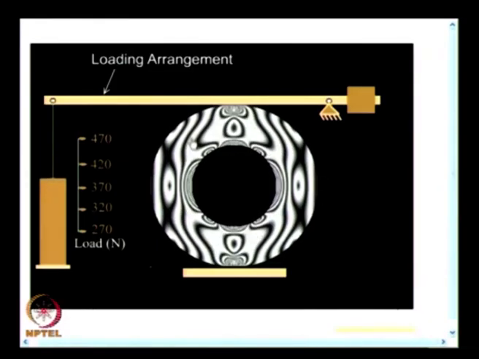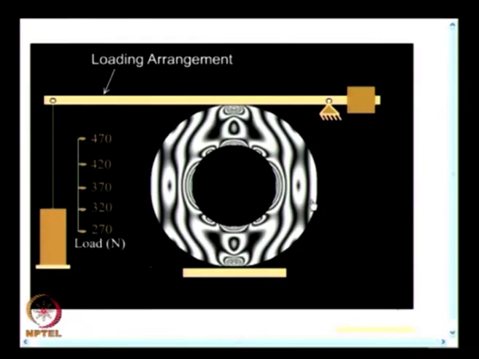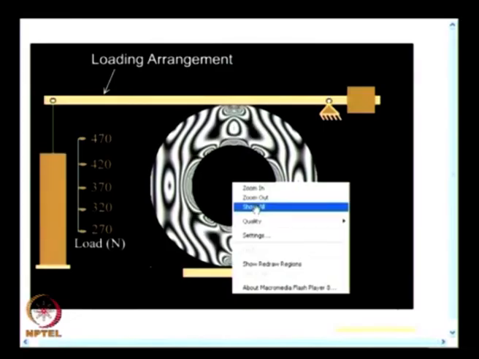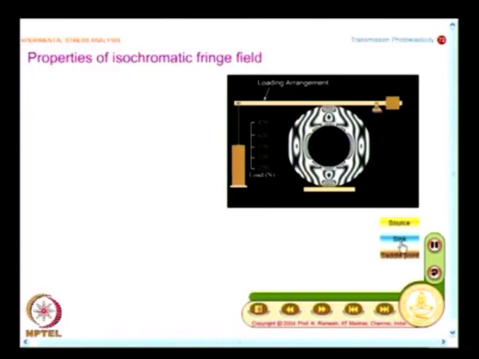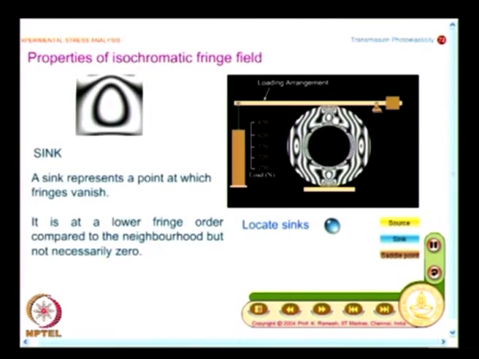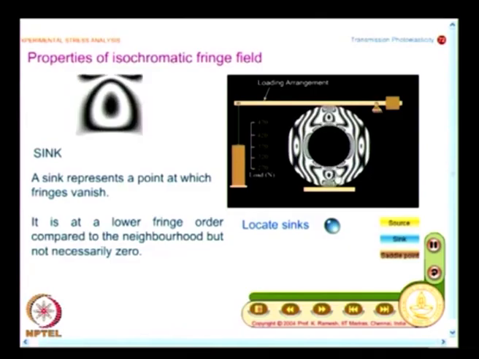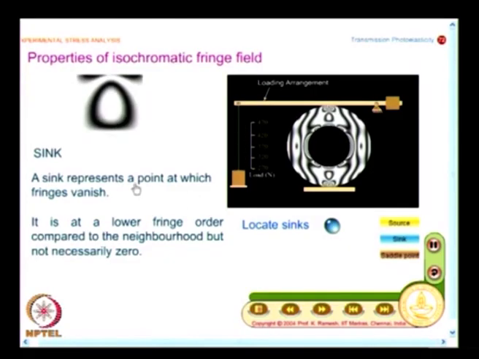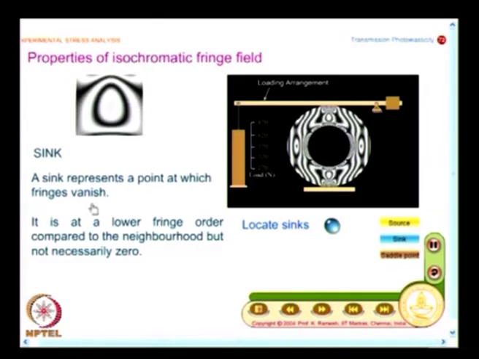Understand how complex this fringe field is. So, what we will see is the definition of the sink, that is what we had seen first. You have a sink here, and you have a sink at the bottom also. A sink represents a point at which fringes vanish.